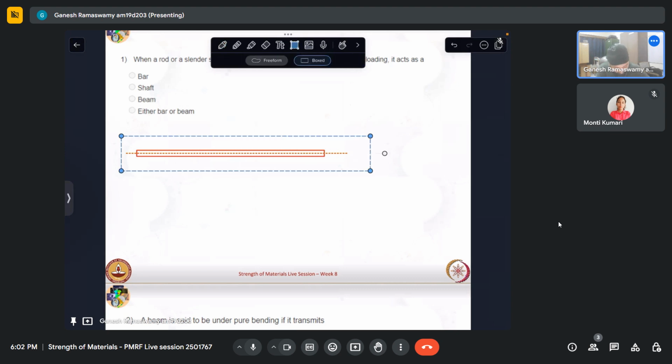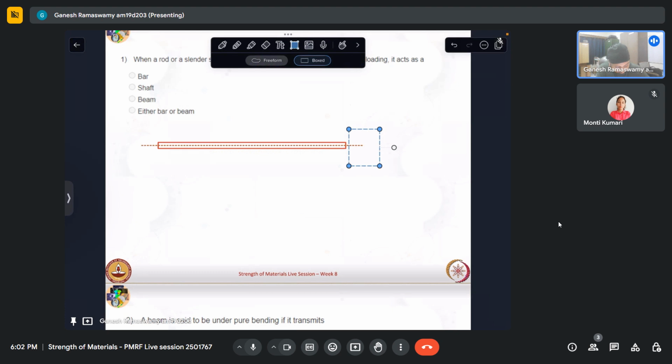Now, granted, there are no constraints as to how this can be loaded. We require slender members for our components, but this can be loaded in any way. For example, if a member is loaded like that along its axis, then we call them axial members, which are essentially bars.